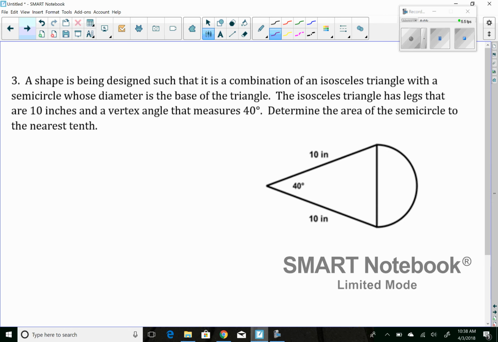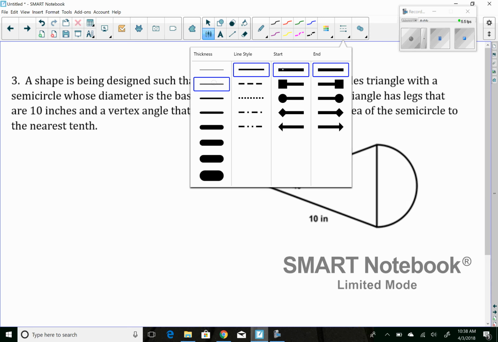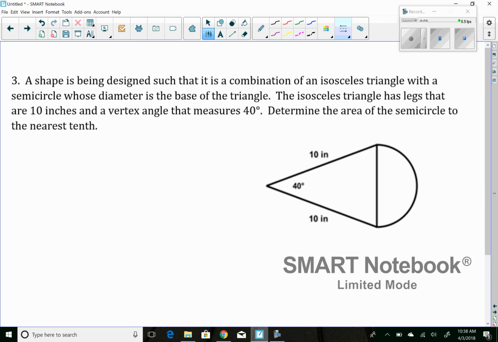The last question, which is probably the most difficult of all the questions in the homework here, gives us this weird shape. It says a shape is being designed such that it's a combination of an isosceles triangle with a semicircle whose diameter is the base of this triangle. The isosceles triangle has legs that are both 10 inches and the vertex angle is 40 degrees. Determine the area of the semicircle to the nearest tenth.